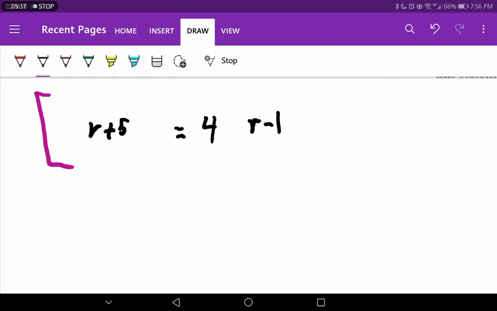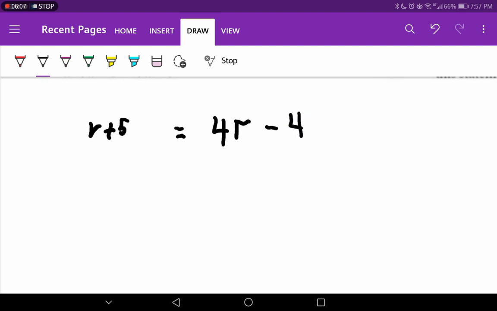But the 4 is not for r only, it is for the whole amount. Now let me break this down. The 4 will be distributed to the r and the -1. So it will be 4r minus 4. You know that. I know you know. 4r, -4.